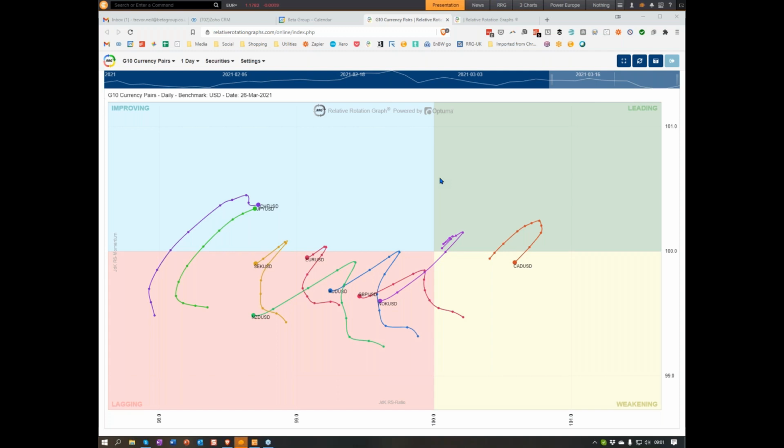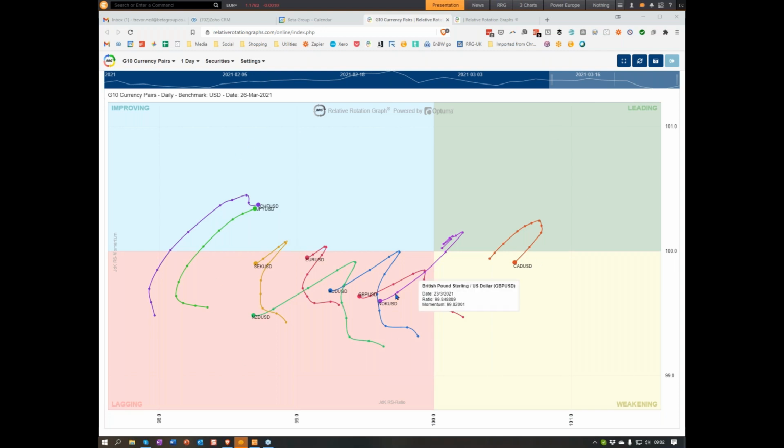Okay, thanks, Dan, and welcome everybody. Thanks for joining us. Today, I'm starting with our relative rotation graph, which some of you will be familiar with, but it is a bit of an unusual graph. If you want to see it, go on to relativerotationgraphs.com and you can see it for yourself for free. The first one we're going to look at is of the G10 currencies. Just to make sure you know what we're going to cover today: the major currencies, cryptos, Bitcoin and Ethereum, commodities, gold and oil, and then the stock indices at the end. So we're going to cover all those today.